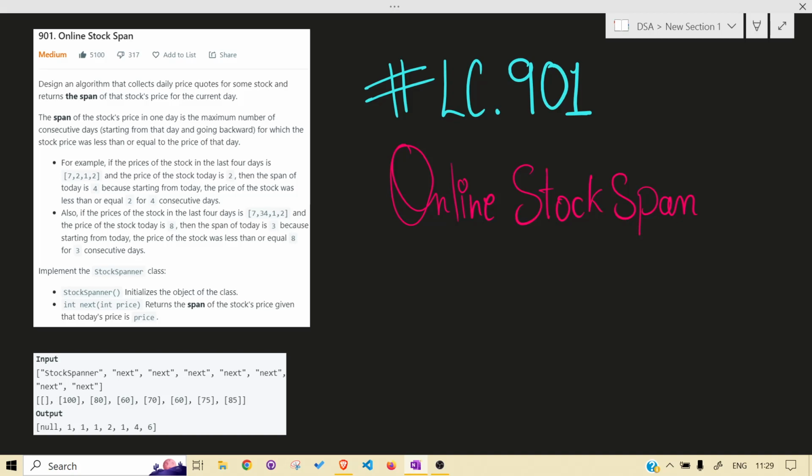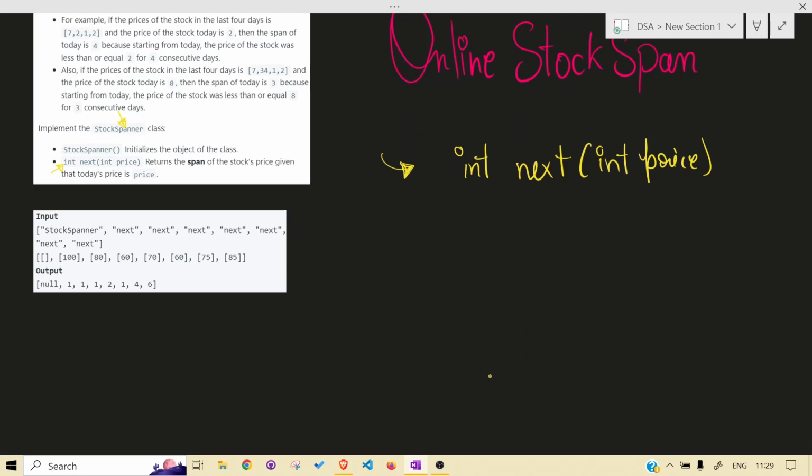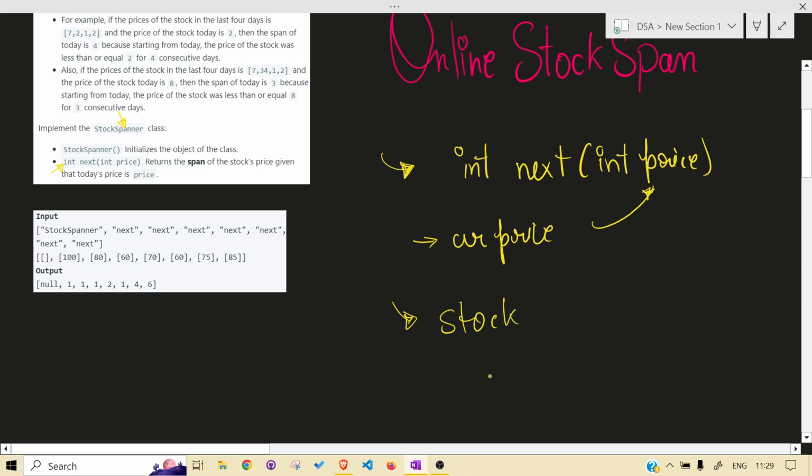What is the problem asking? You are given a StockSpanner class and you have to implement this next function. Let me write it over here. In this next function, you will be given the current price in this variable, and for that price you have to return the stock span. So let's discuss what the stock span is.